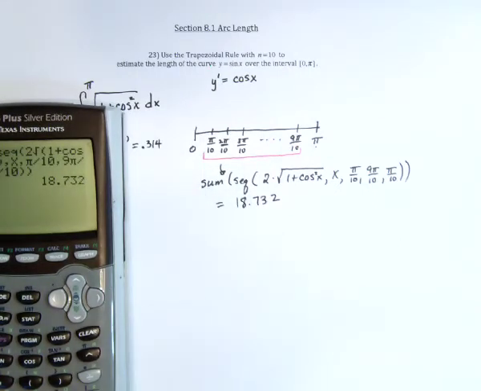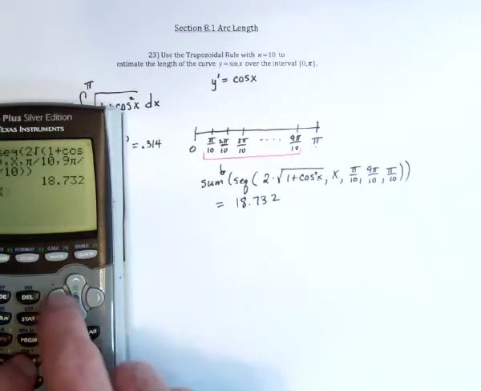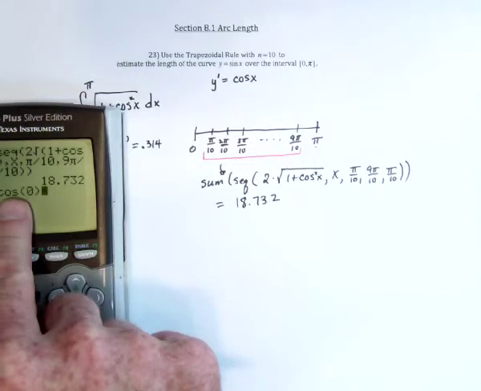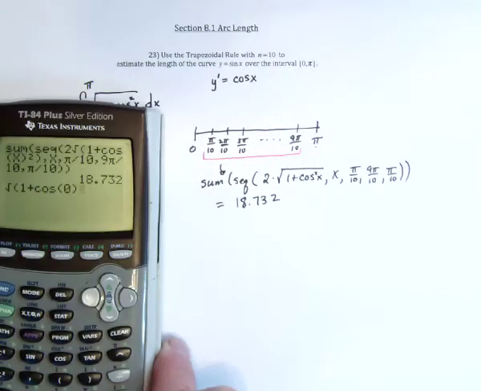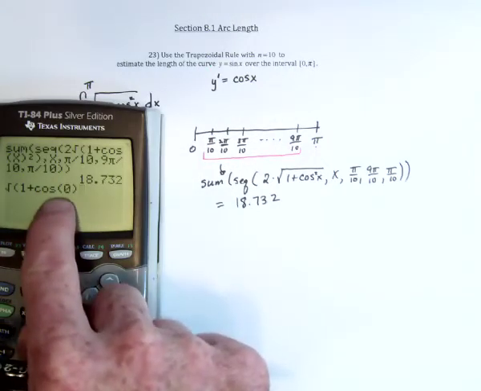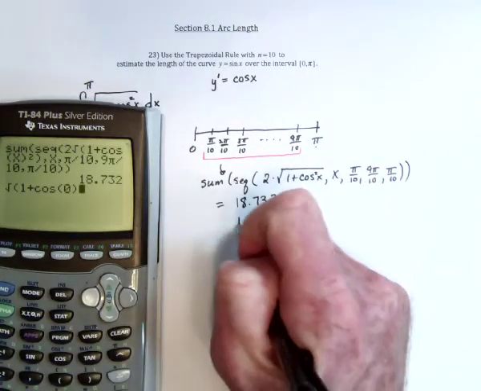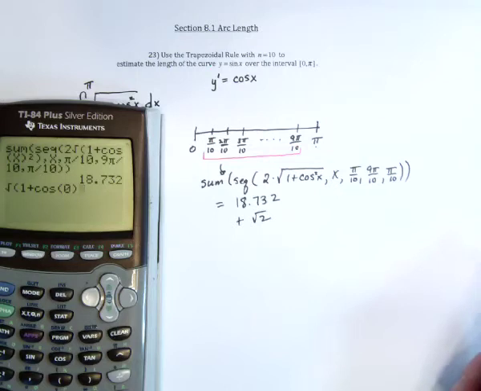Now we need to substitute a pi and substitute a 0 without a 2 in front. So the square root of 1 plus cosine of 0. Well, actually, I don't really need a calculator for that, because cosine of 0 is 1. 1 squared is 1, so this is a radical 2. So then we need to add in a radical 2.